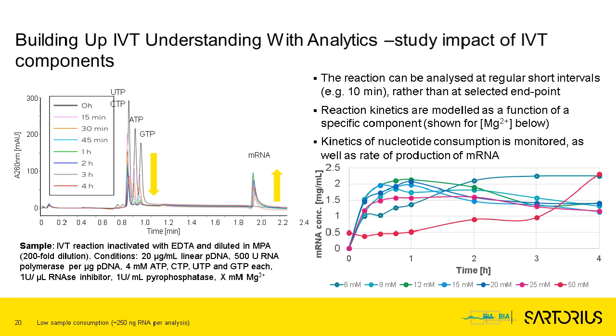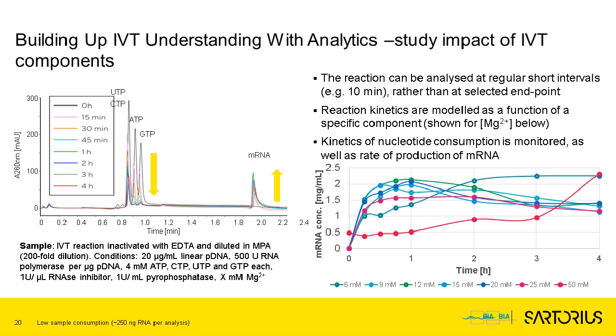And a logical conclusion is, well, there may be a different concentration of magnesium needed based on other parameters as selected. So we've taken one example, one mRNA sequence under particular IVT conditions, and we've titrated magnesium from 6 millimolar to 50 millimolar. And we find two things. One is that the optimal seems to have been for this particular reaction between 12 and 25 millimolar, but also that the kinetics of production of mRNA differed significantly between those reaction conditions.